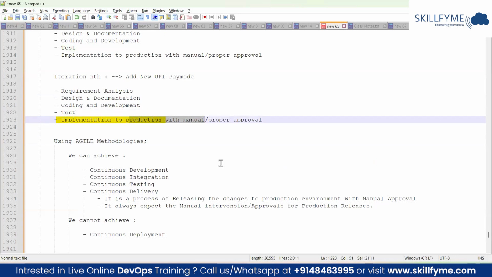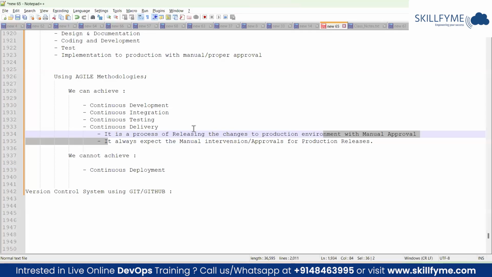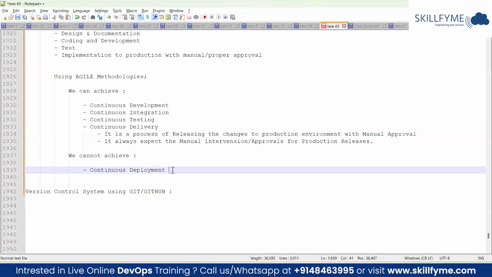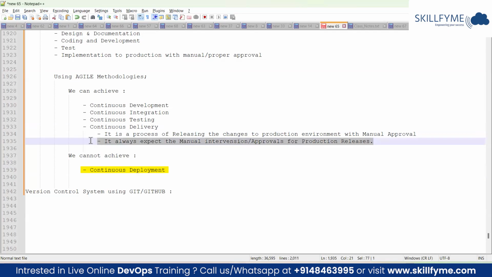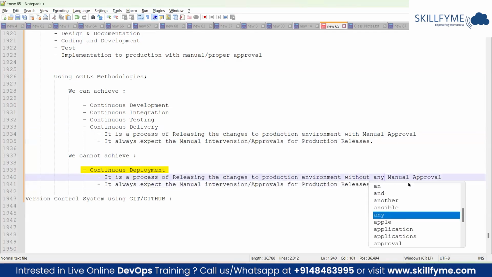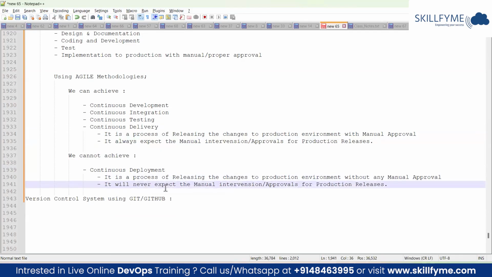If I'm looking for manual approval, again, it is a time-consuming process, which might lead to some delay in delivering the product. So how can we overcome this issue? Instead of continuous delivery, we look for an approach called continuous deployment. Continuous deployment is also a process of releasing changes to the production environment without any manual approvals. That's the point. Never expect any manual intervention or approvals for production releases.